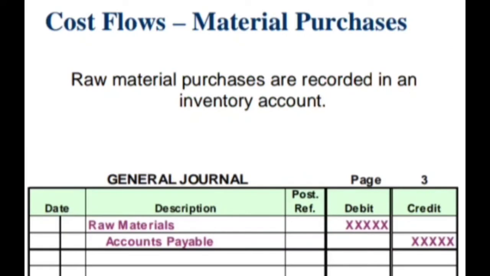Now let us move to the entries, that is, how we will make the entries of this topic. First of all, we have raw material purchases. How to record the raw material purchases? Same as we record in financial accounting, raw material account debit and accounts payable credit. As raw material is inventory, so inventory shall be debited, as we all know that it is an asset, and accounts payable, being a liability, shall be credited.